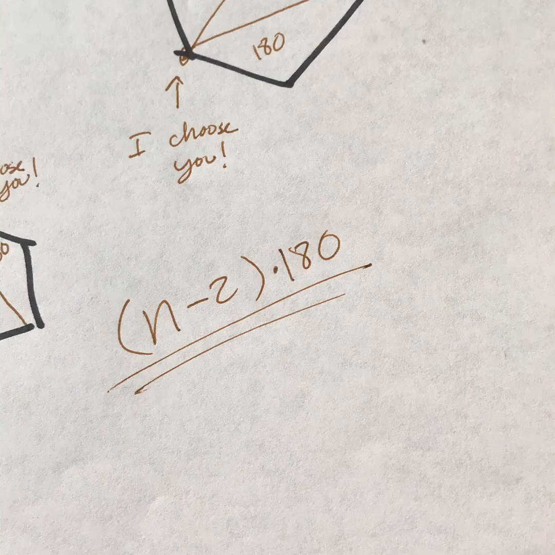This sums up to be the equation (n − 2) times 180, where n is the number of sides. So a triangle: 3 minus 2 is 1 times 180, that's one triangle. A quadrilateral: 4 minus 2 is 2 times 180, because a quadrilateral is made of two triangles. A pentagon: 5 minus 2 is 3 times 180, because it is made of three triangles, and so on and so forth.